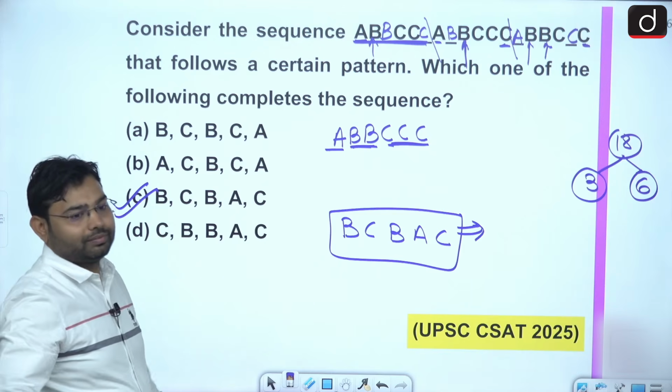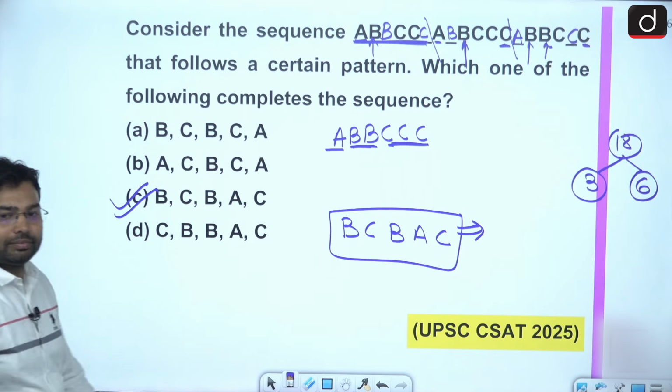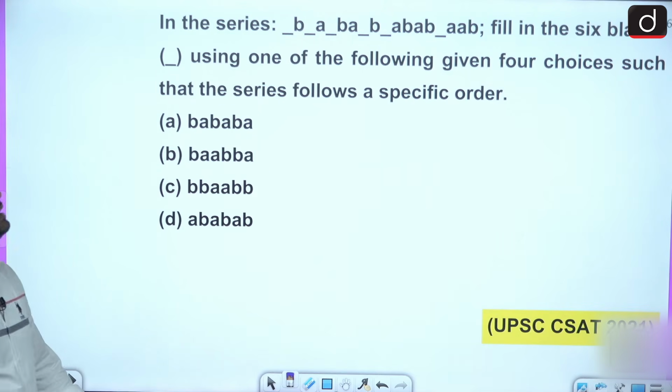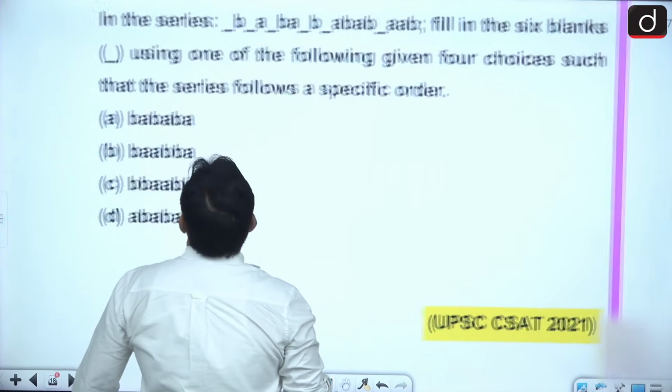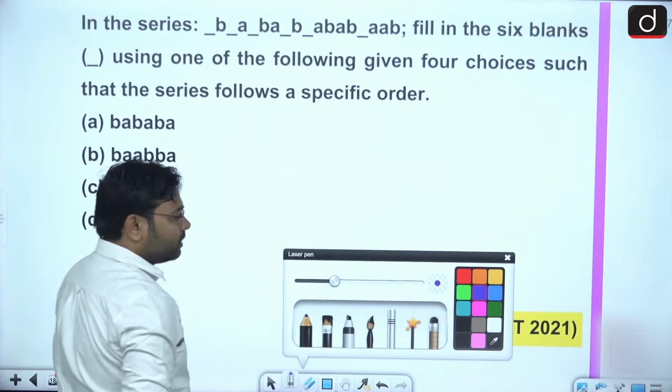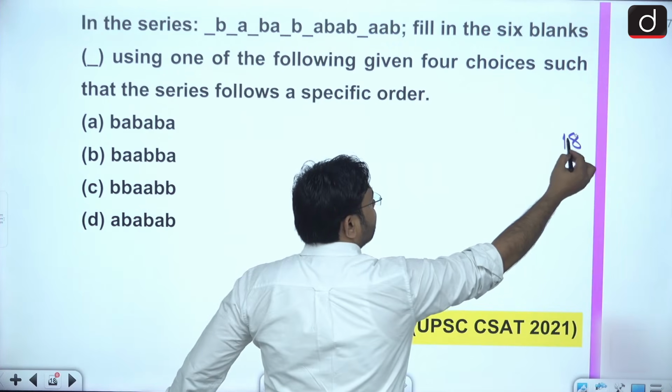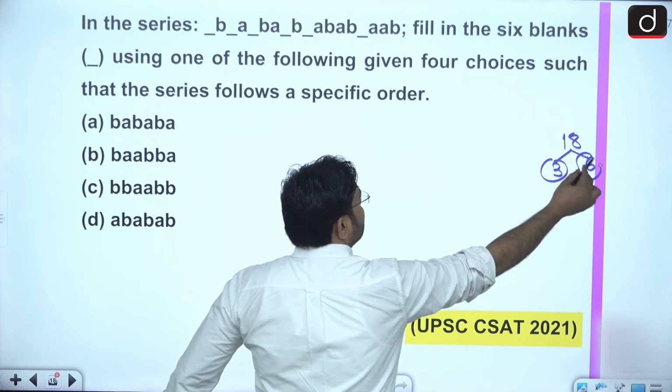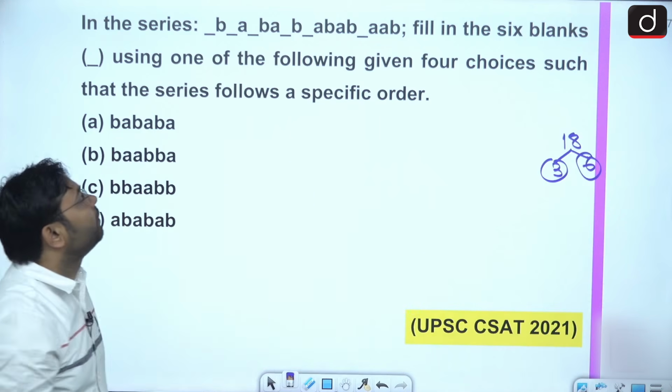No, कभी नहीं होगा ऐसा. ये लो. In the series B A B A B A B A B A A B, fill the 6 blanks using one of the following given 4 choices such that the series follows a specific order. How many total letters here? 18. So we can break either of 6 or 3. And how many you broke? 6.